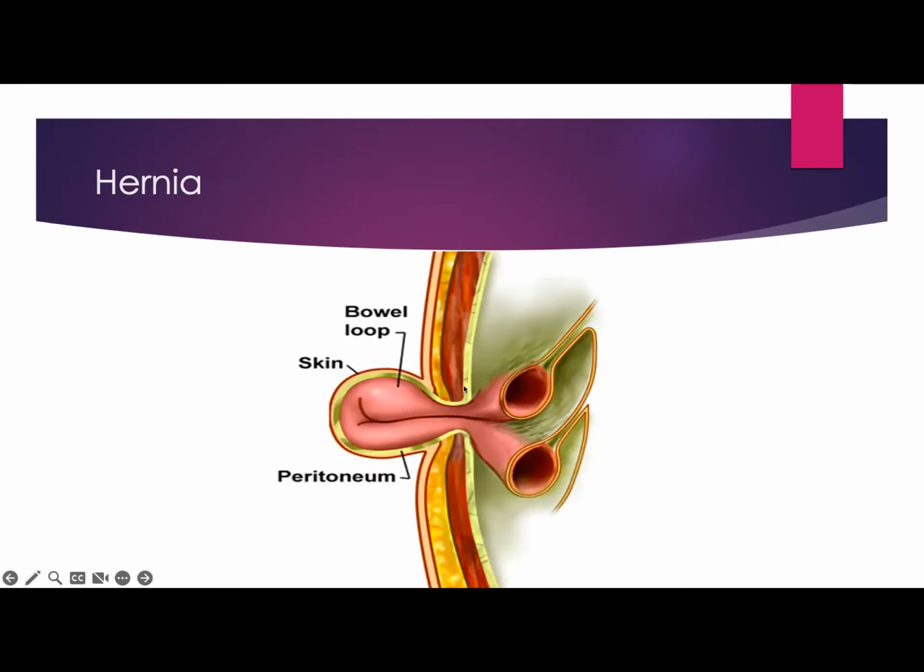Okay, so this is next. This is just a simple picture which shows the hernia. So this is the abdominal wall. If there is a defect through the sheath of the muscles, then we can have the protrusion of the hernial sac, which contains the peritoneum. Along with that, we have the bowels.